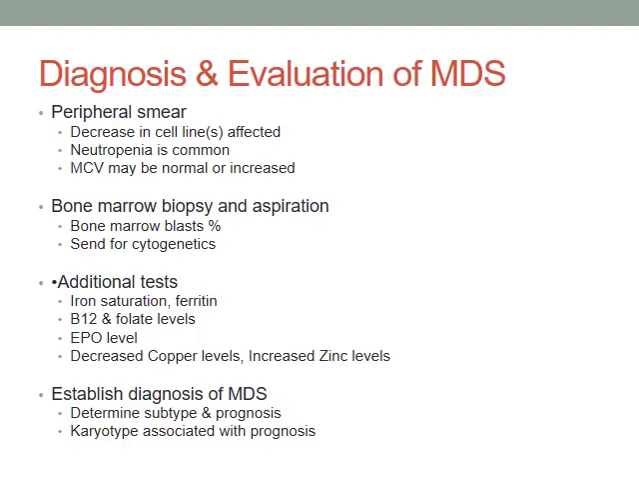There also is some additional testing for the workup of myelodysplastic syndrome. For example, if you're doing a workup for anemias, you should check iron studies, B12, and folate. It may also be important to check erythropoietin levels, but ultimately the diagnosis is established by doing cytogenetics, which will establish both the subtype of myelodysplastic syndrome and the prognosis for the patient. Karyotyping should also be performed for these patients.